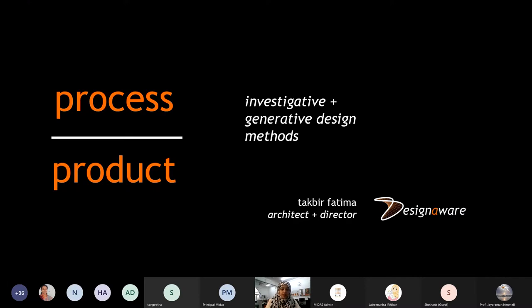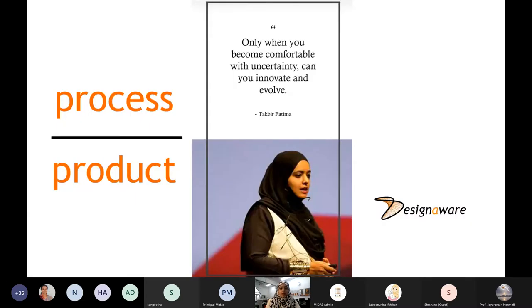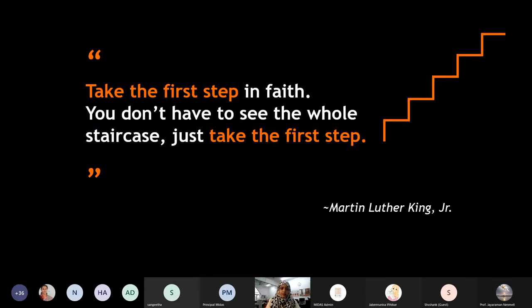And to introduce the topic, it's called Process Over Product, Investigative and Generative Design Methods. I'd like to introduce a few of our design methods and how the process is important to reach the product. This is something that I always like to reiterate, and I really believe in this. Only when you become comfortable with uncertainty can you innovate and evolve. And we've been dealt with a lot of uncertainty in the last year, and we're still in very uncertain times.